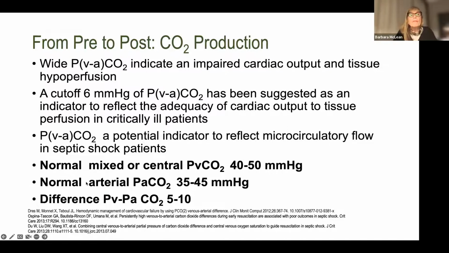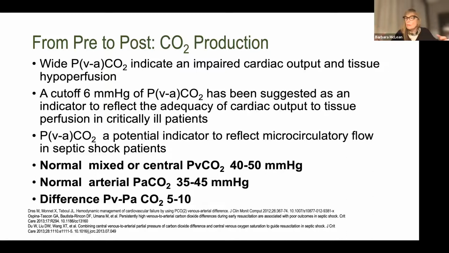Now, the cutoff of 6 is really narrow. That means a difference of 6 is suggested as an indicator to reflect an adequacy of cardiac output. But we're going to give a little wider berth to this. We're going to say closer to 10, we're going to be concerned. This is a potential indicator that reflects something that we really don't have a way to look at, and that's microcirculatory flow.